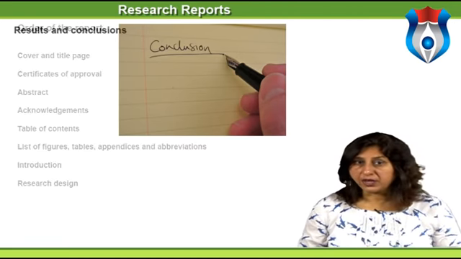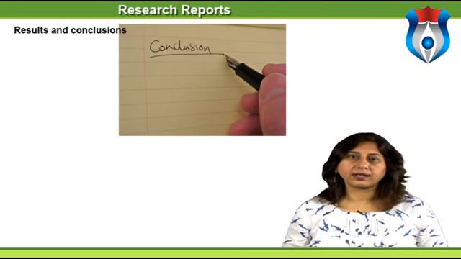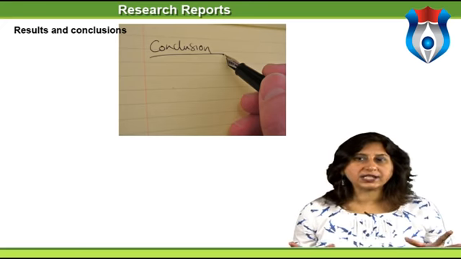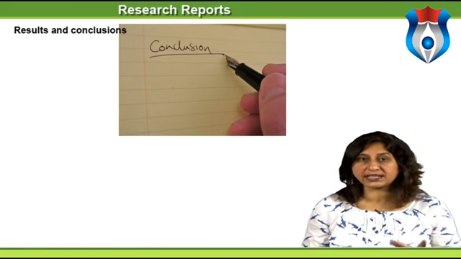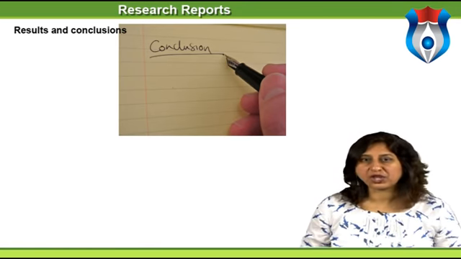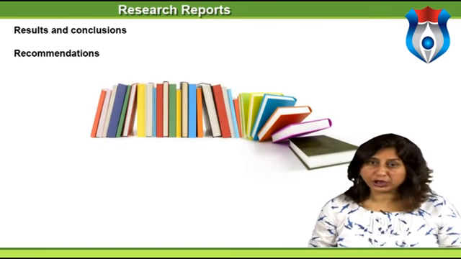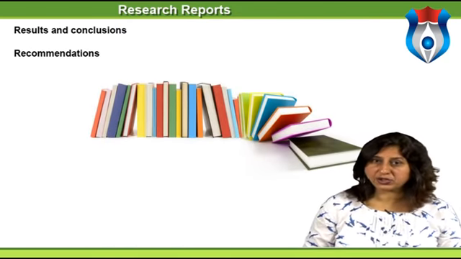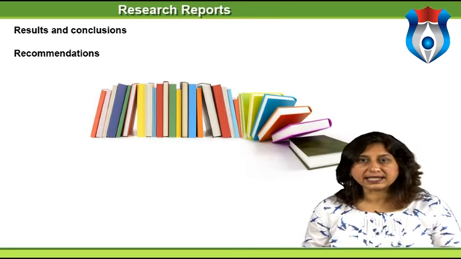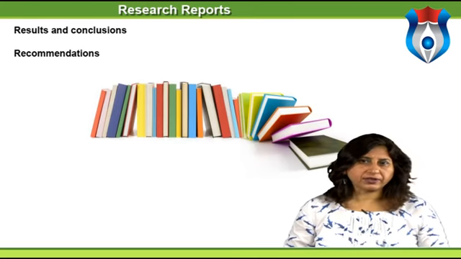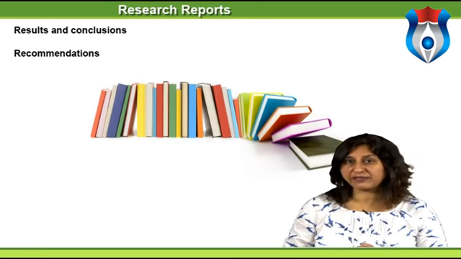Chapter 3, Results and Conclusions. This section includes all the tabulated and text descriptions of the results obtained in the study. Last chapter, Recommendations. The research report should conclude with the recommendations developed from the analysis and findings of the study. This is a critical section and should highlight your specific contributions.